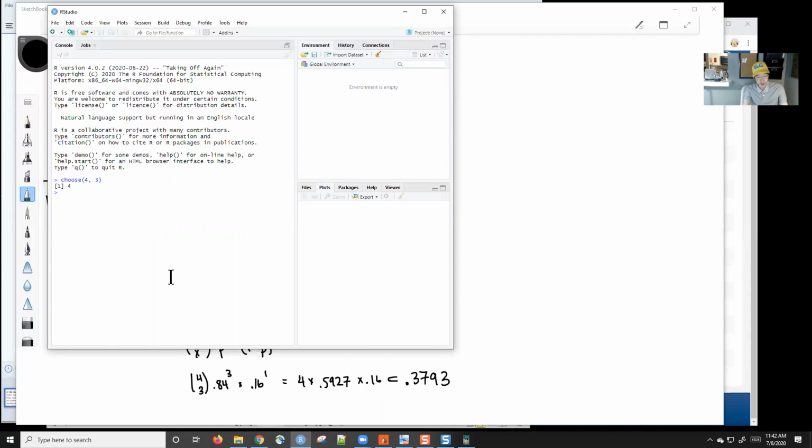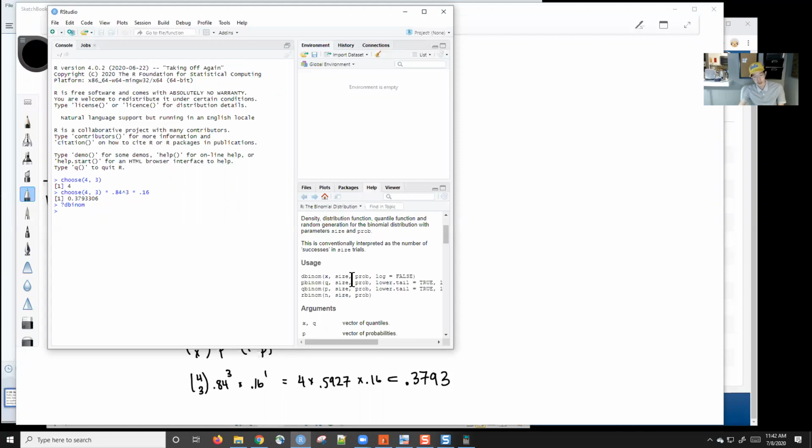And then I could do 0.84 raised to the 3rd times 0.16 raised to the 1, and I get the same answer here. I can also go directly using dbinom, and when you type in dbinom, R gives you a hint. It says X size probability. Also, if you forget how to use it, you can just do a question mark on dbinom, and it lists it off. It gives you the X and the size and the probability, size being your n here.